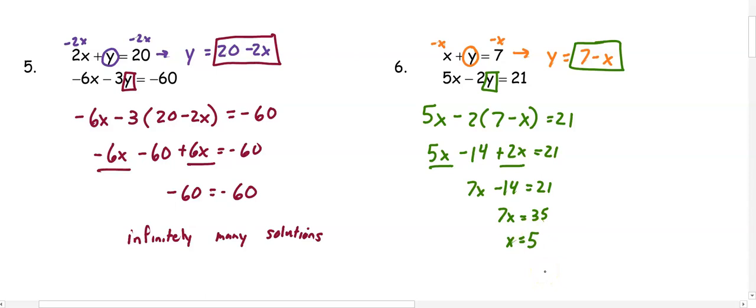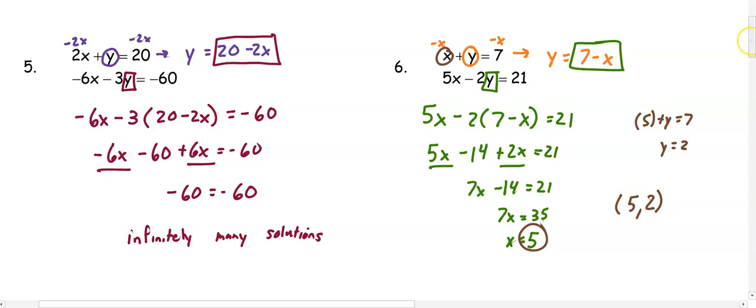Once you know x is 5, go back and substitute. So if I know x is 5, I'm going to put that into the first equation to get y. So I have 5 plus y equals 7. I can subtract 5 from both sides, so y is 2. So my final answer would be 5, 2.